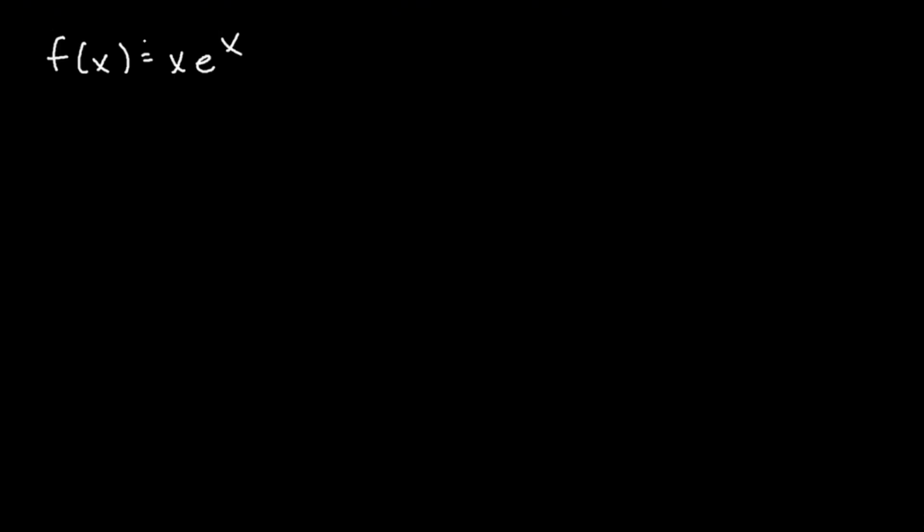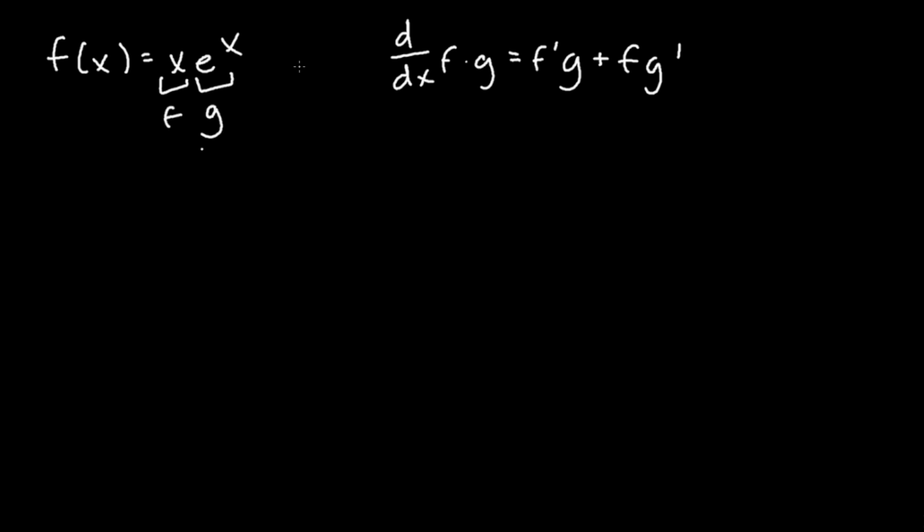For this problem, we have to use product rule. So what's product rule? Product rule is, and I'm writing it all down, f prime times g plus f times g prime. So we'll treat x as f here, and e to the x as g. f prime is 1, and g is just e to the x. So 1 times e to the x plus f, which is just x, times g prime. The derivative of e to the x is just e to the x. Right, so your first derivative is e to the x plus x e to the x.